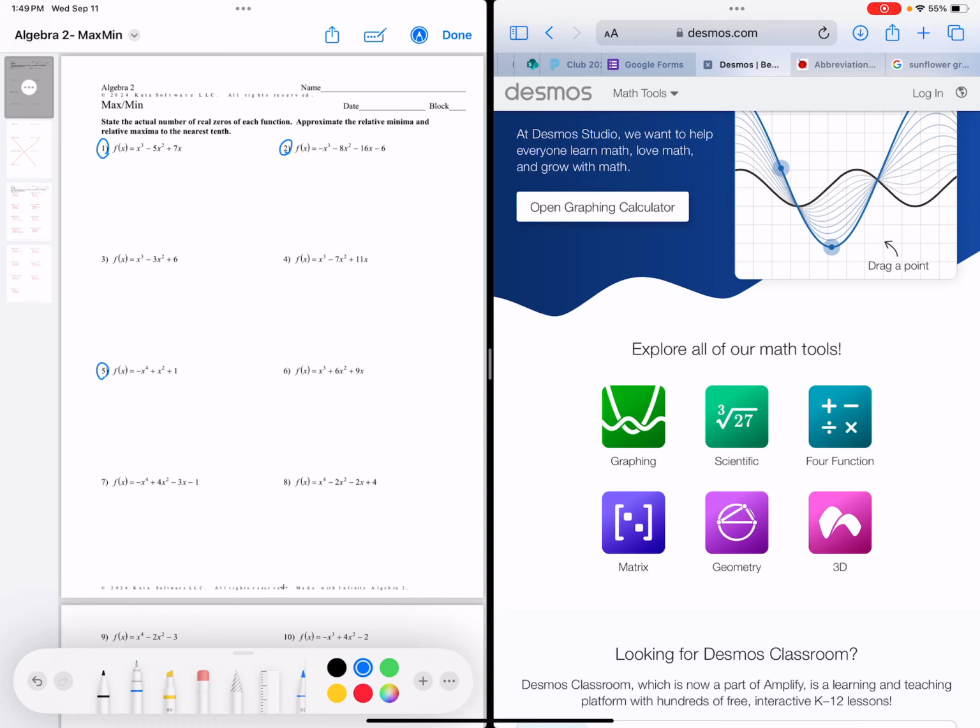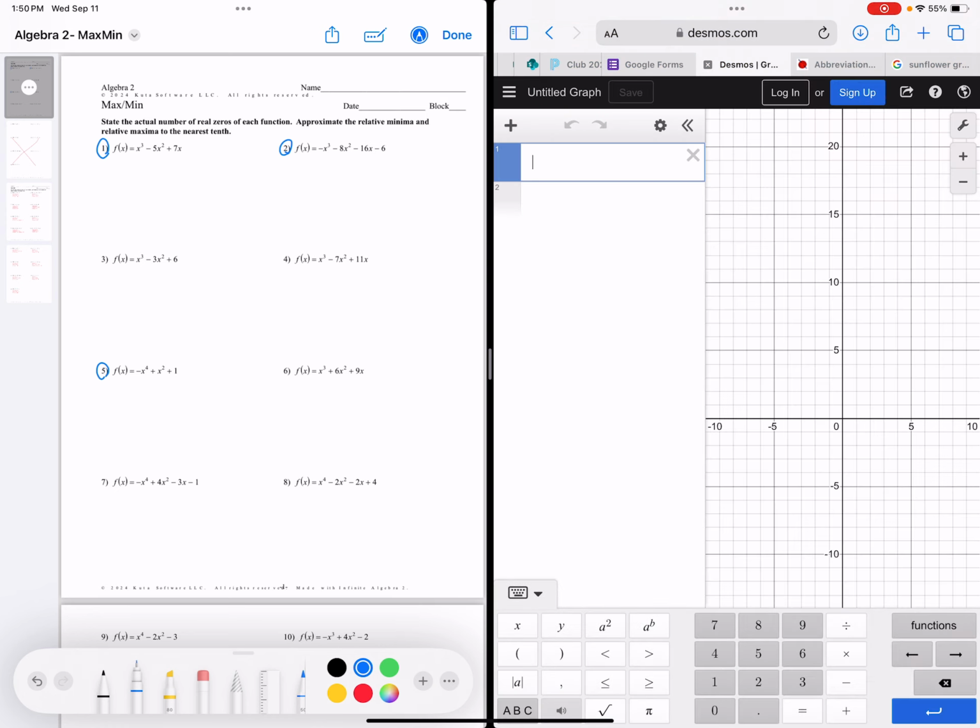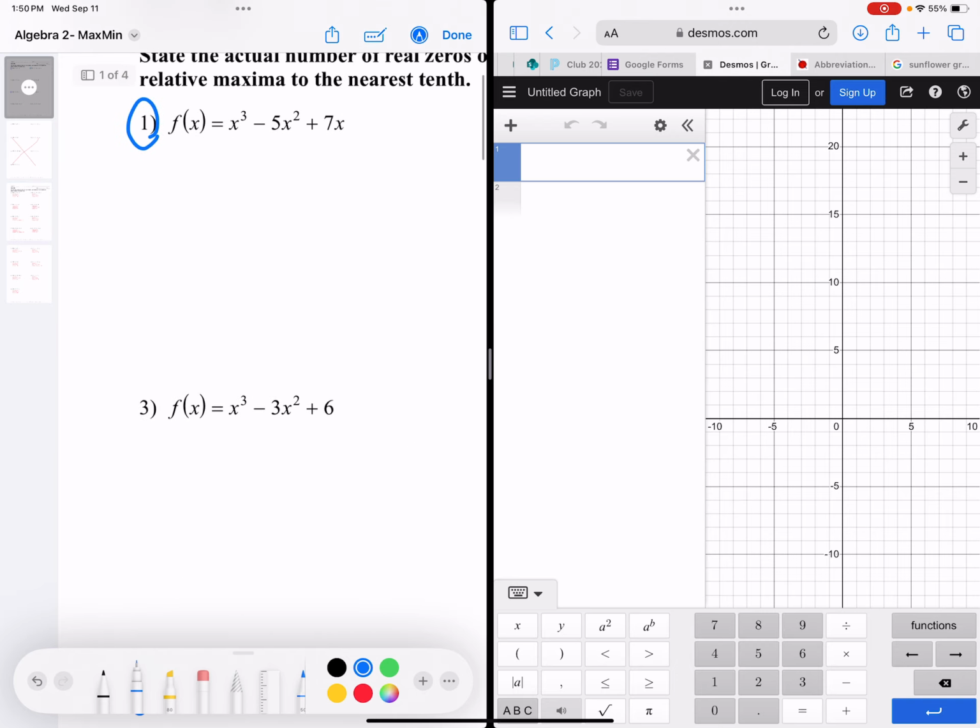Hello, ladies and gentlemen. Today we are going to be going over the max and min worksheet. In order to do this, I would split my screen and go to Desmos.com and open up the graphing calculator. What we are going to be doing is finding the number of real zeros and the approximate relative maximum and minimum of each equation.